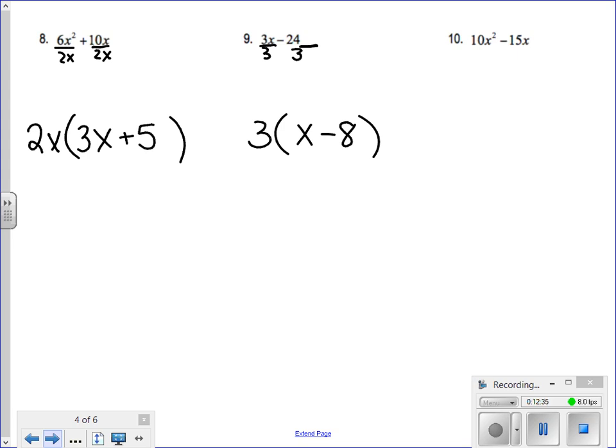All right, looking at number 10, 10x squared minus 15x. 10 and 15 both have 5 that go into them, and they both have an x, x to the first. So I'm going to divide both terms by 5x. When I do that, 10 divided by 5 is 2. X squared divided by x is x. Then, over here, the x's are going to cancel off, so I just have -15 divided by 5, which is -3. So your factored form is 5x times 2x minus 3.